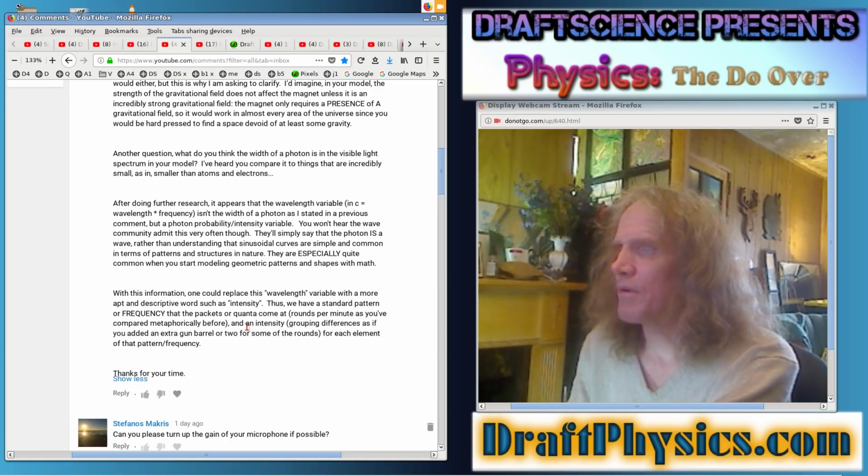Let's see, so where were we? Well, I'll just read this last paragraph again, I guess. With this information, one could replace the wavelength variable with intensity. Thus, we have a standard pattern or frequency that the packets of quanta come at. Yes, rounds per minute, as you've compared metaphorically before. Yes. And an intensity grouping of differences, as if you added an extra gun barrel or two for some of the rounds.